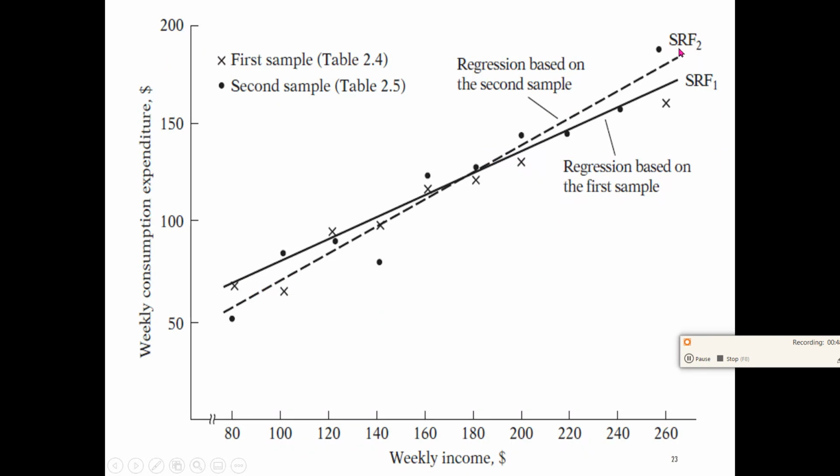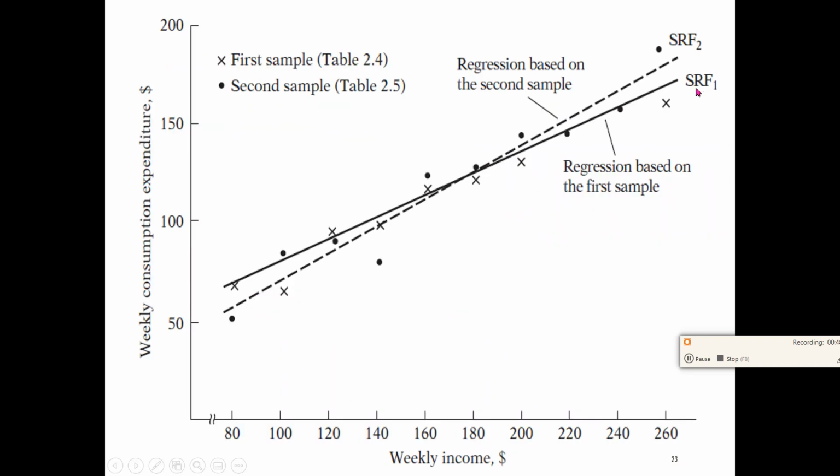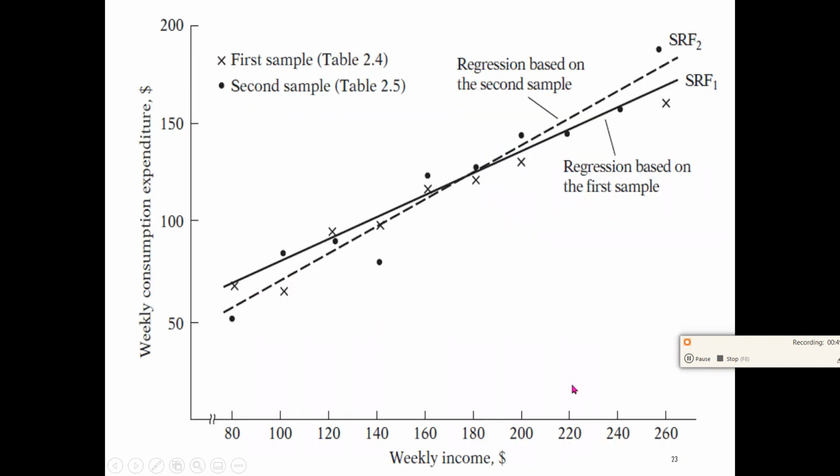It is sample regression function. So SRF1 maybe, if I take all these values, this first sample, this y and x, if I plot only these 70 against 80, 65 against 100 and so on, then I'll have SRF1, sample regression function 1. Similarly, if I plot these pair of observations, then I will get SRF2, or the sample regression function 2.